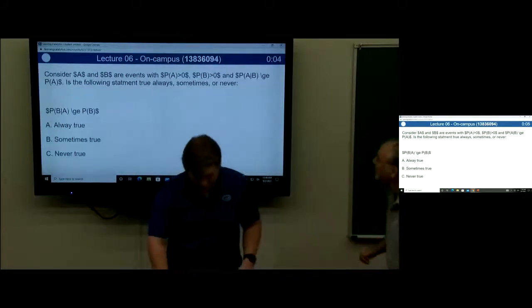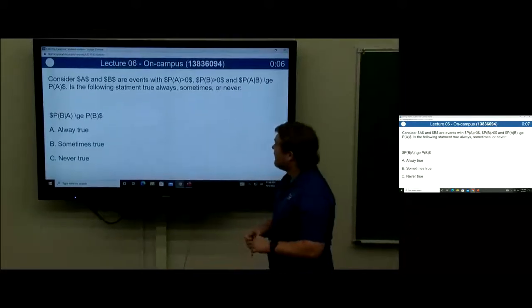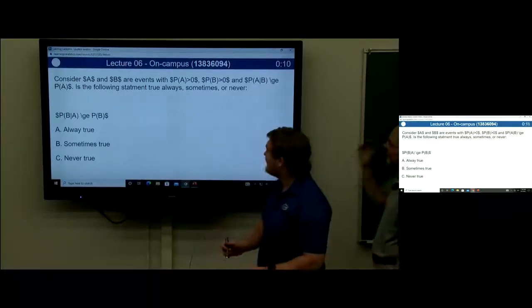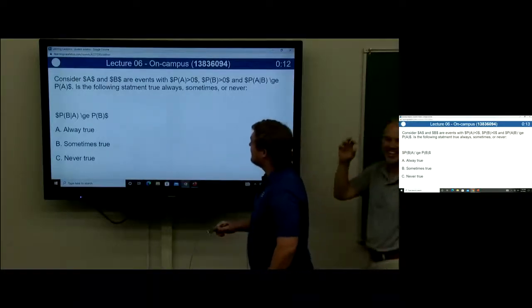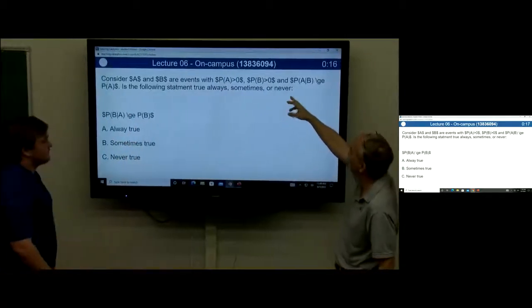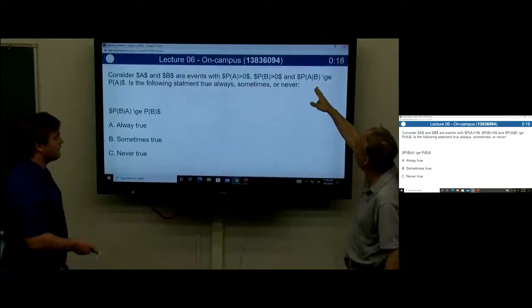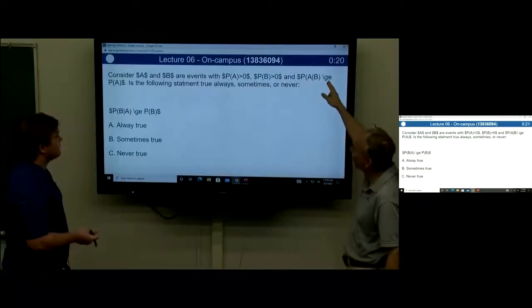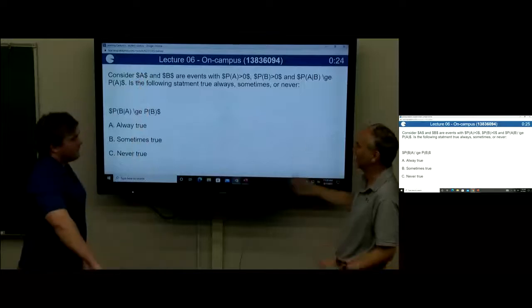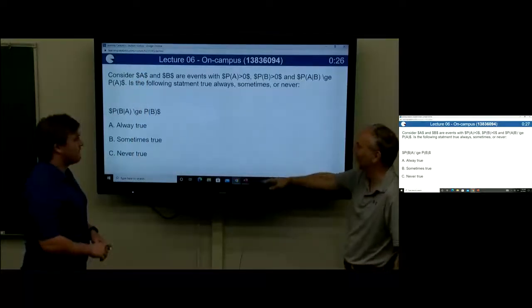Here you go. Okay, to read this problem too. Oh, I didn't fix the typesetting, so you're going to have to read my LaTeX, because I forgot that it doesn't automatically translate LaTeX. Consider A and B. They are events with probability of A greater than 0, probability of B greater than 0, and probability of A given B greater than or equal to probability of A. You can't write on there. It's only touchscreen for PowerPoint. All right, I got it.